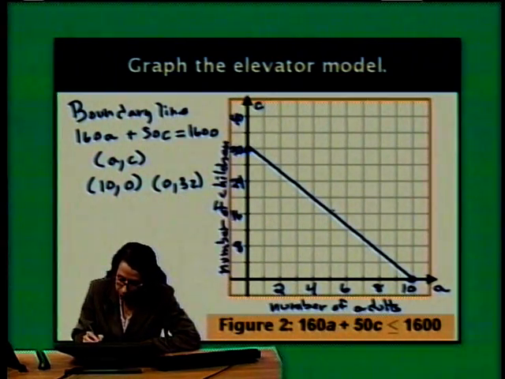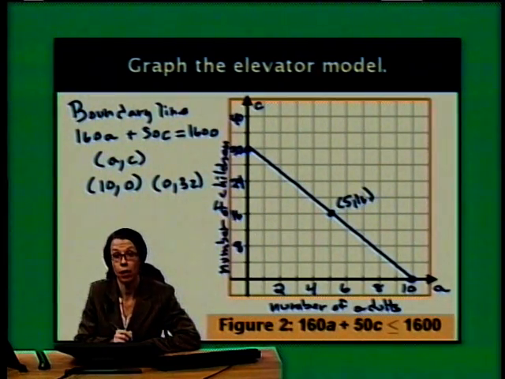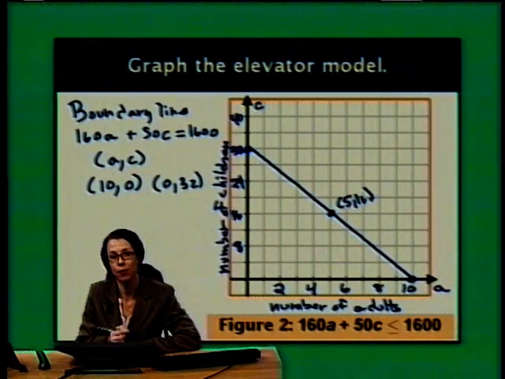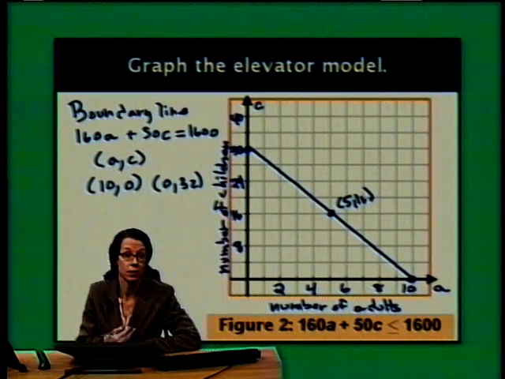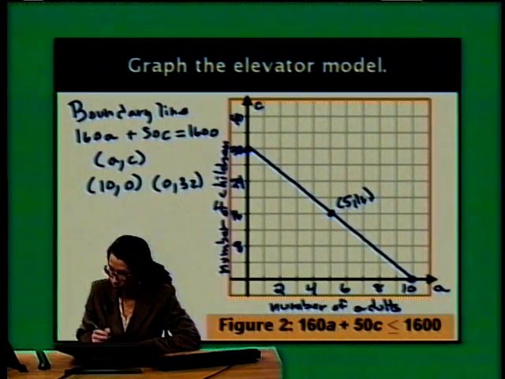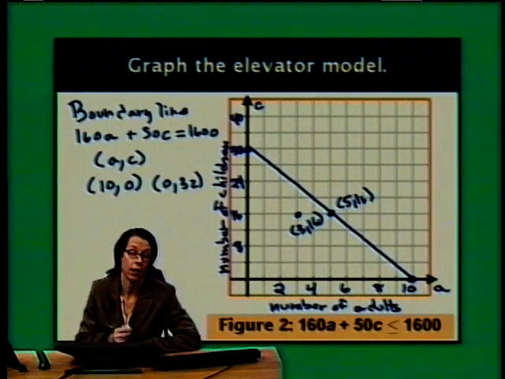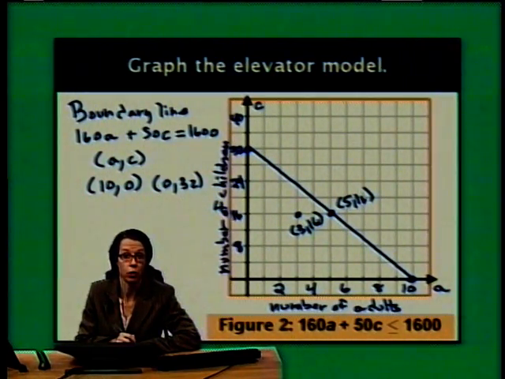So on my boundary line, I see the point (5, 16). This means the elevator can hold 5 adults and 16 children and be right at capacity. But let's think about getting below capacity a little bit. From this point, I can move to some other points in the coordinate plane. For example, if there were fewer adults and the same number of children, the weight should still be below the capacity of the elevator. So I think I'm going to choose the point (3, 16), and I can see that that should be part of my solution set.